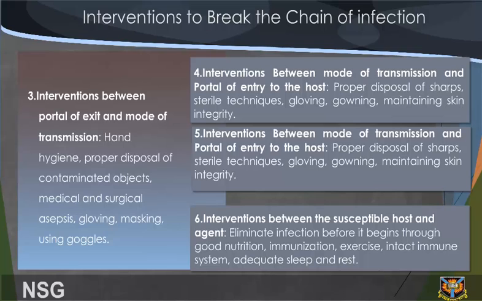Six. Interventions between the susceptible host and agent. Eliminate infection before it begins through good nutrition, immunization, exercise, an intact immune system, adequate sleep and rest.